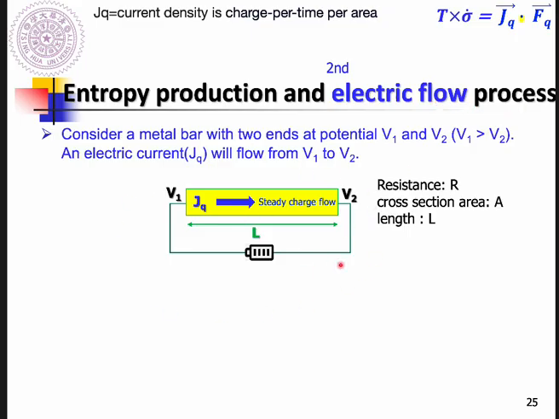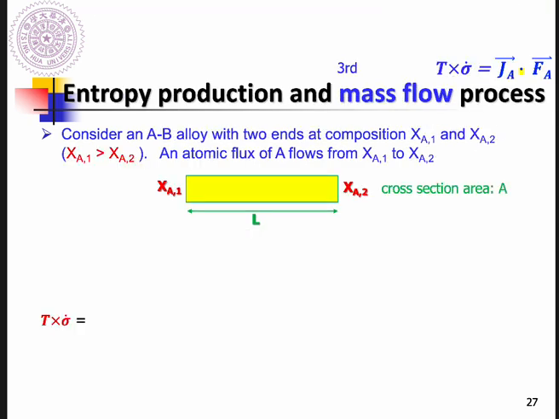So based on these settings, I also need to prove that this equation works and help you to see how to calculate the sigma dot, which is the rate of entropy production. So this is the second example. And the third one, also the last one, will be the mass flow process. So how do we set this one up?